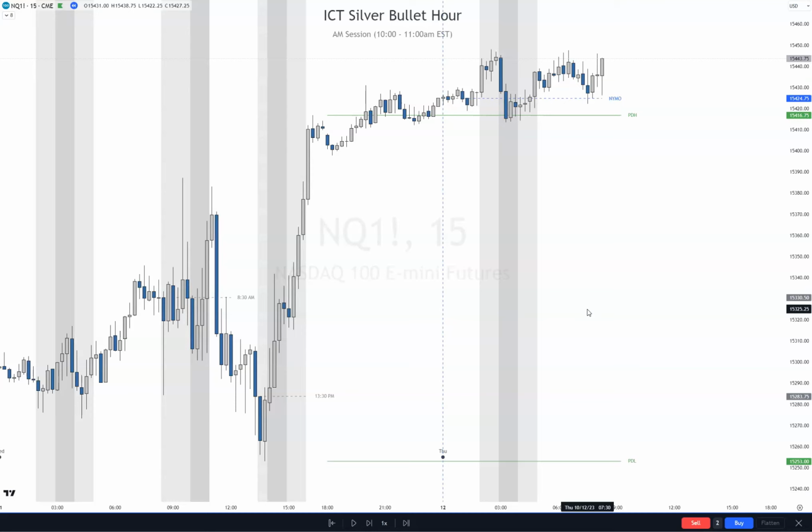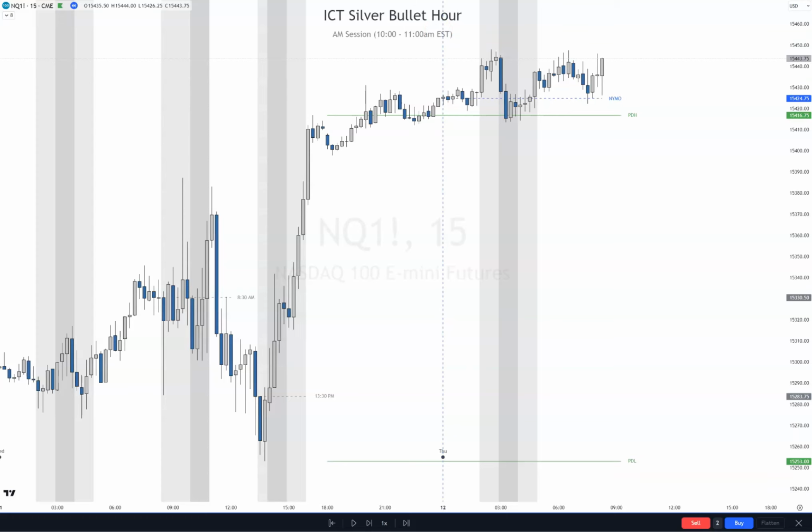So a little bit behind the scenes of what I've already been doing before the Silver Bullet hour starts, right? This is a 15-minute candle, and we have news right at 8:30. Not market open, embargo is being lifted at 8:30, and that's when we have CPI, right? So that's what is going on during this day.